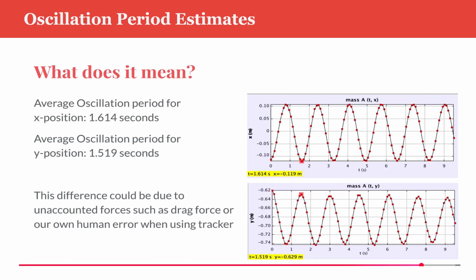What does it mean? Period. For the period comparison, from the X position data, I got an average period of 1.614 seconds, and from the Y position data, I got 1.519 seconds. They're close but not identical, which makes sense since X and Y represent slightly different modes of oscillation. The difference could also be due to drag or human error when tracking in Tracker.